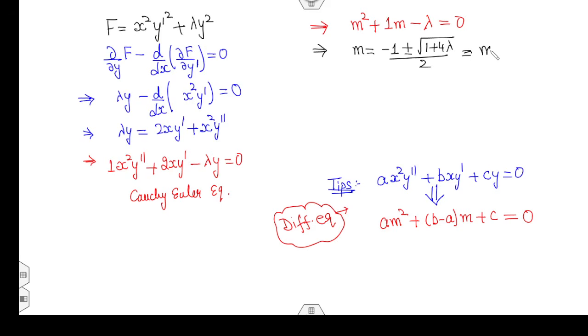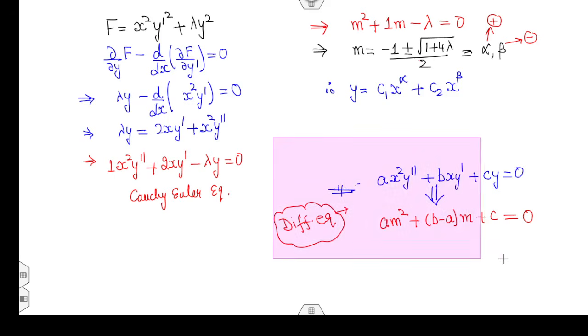So I call these numbers alpha and beta. Roots are alpha and beta. Alpha corresponds to the positive sign, beta corresponds to the negative sign. Therefore, your solution becomes C1 x raised to power alpha plus C2 x raised to power beta. Up to here there is no problem.